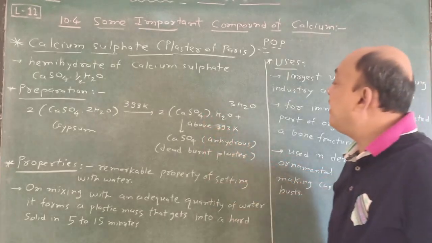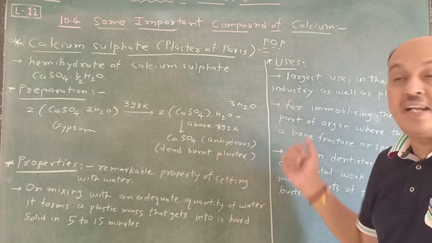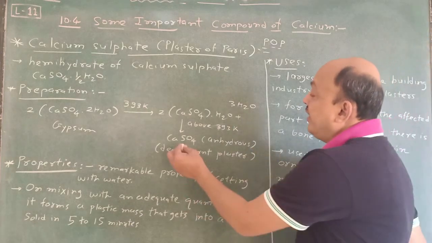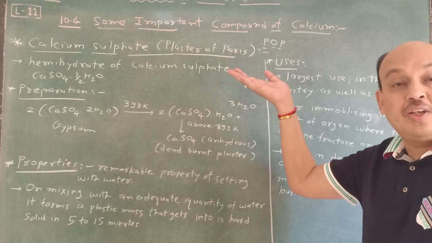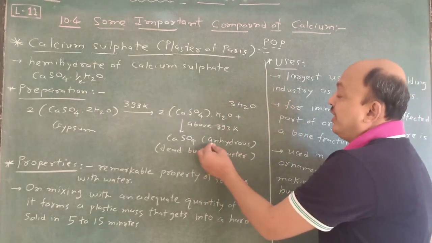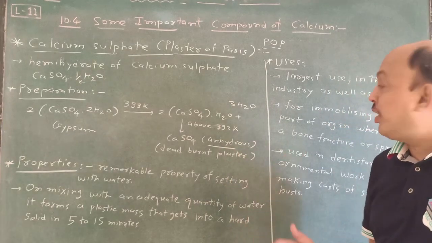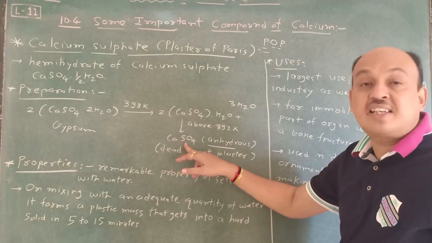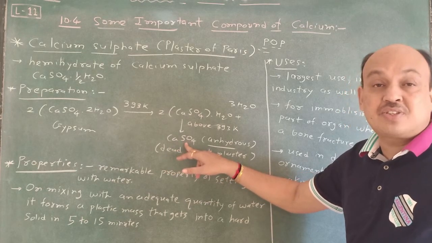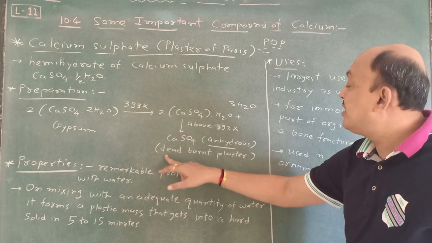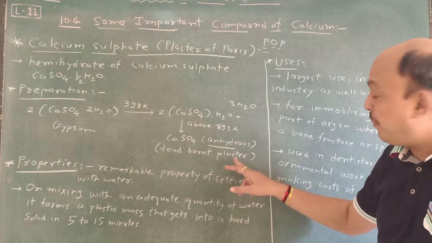If this hemihydrate of calcium sulfate is heated above 393 Kelvin, the water molecule is completely removed, and that's why it is obtained anhydrous. What is the meaning of anhydrous? There is no water molecule present, and that's why it is known as calcium sulfate. Ca stands for calcium, SO4 2- stands for sulfate. So this is known as dead burnt plaster.